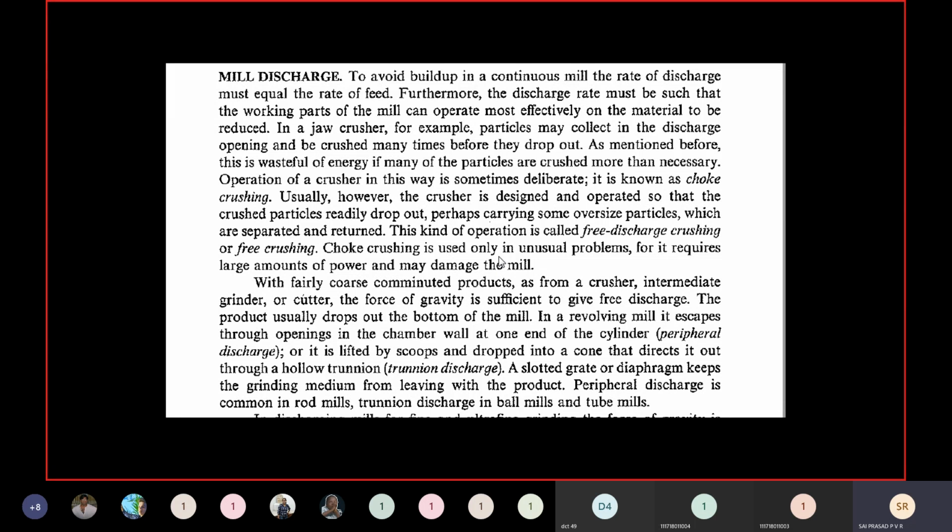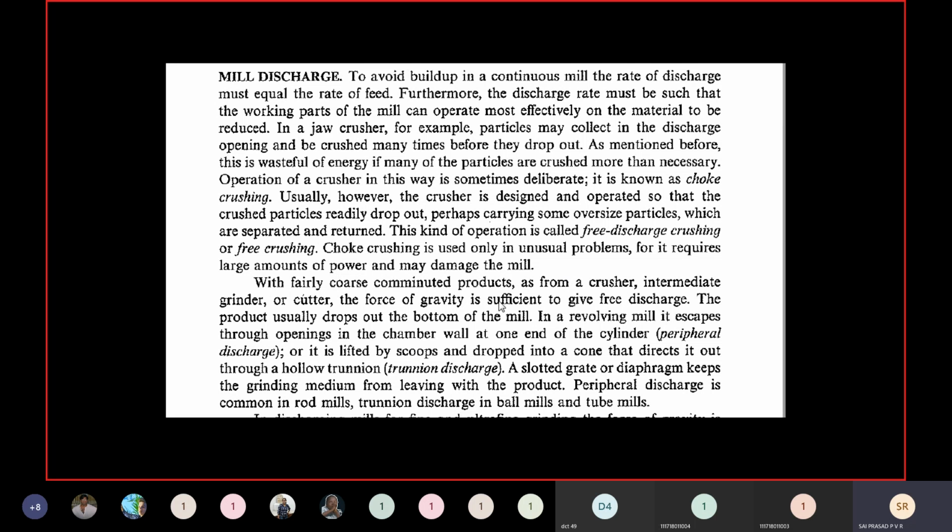Choke crushing is used only in unusual problems, for it requires large amounts of power and may even damage the mill. So if the materials are not discharged properly, or for example if a foreign particle has come in between, then of course you know what is going to happen. You put your material continuously from the top, but that is not subject to crushing.